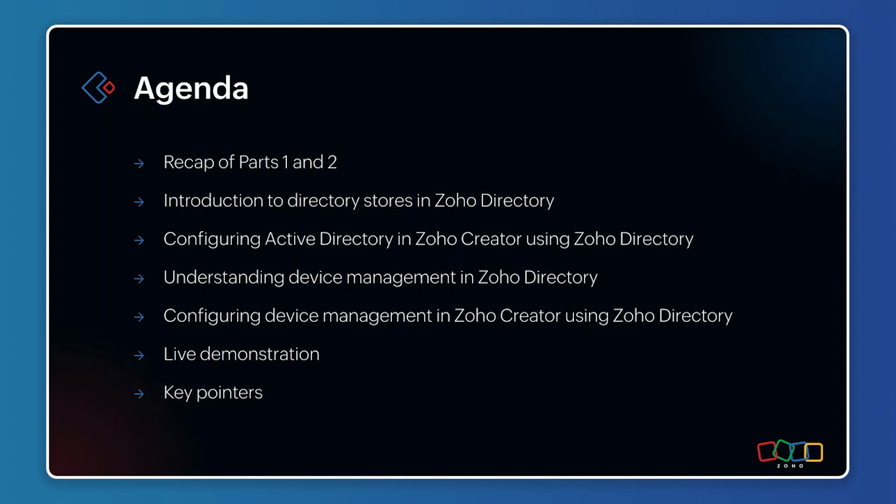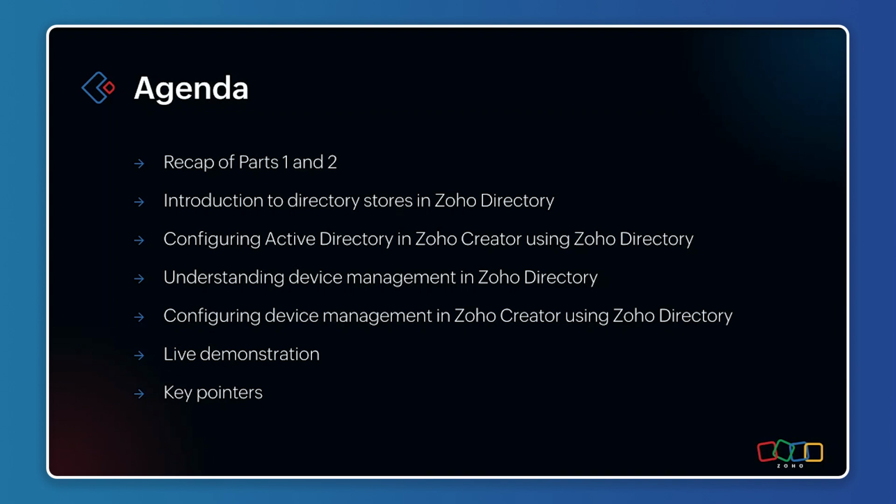In part 3, we will have a quick introduction to what directory stores are in Zoho Directory, how you can configure directory stores, and how you can create a connection between Zoho Directory and Active Directory. Post which we will learn about what device management is in Zoho Directory, and how you can configure device management, enroll all your devices in Zoho Directory and manage them in a single space. We will have a live demonstration on both of the features. At the end of the session, I will showcase a few key pointers that you need to remember whenever you're configuring directory stores and device management in Zoho Directory.